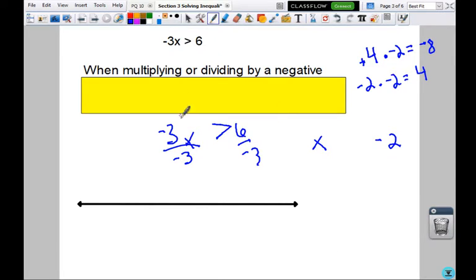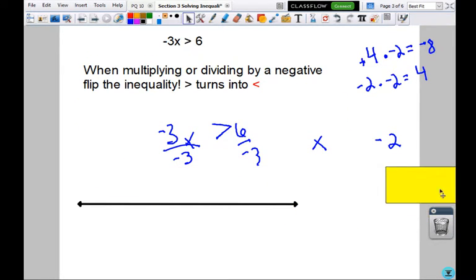So, when we have inequalities, that's this greater than right here, but whenever we multiply or divide by a negative, the sign flips. We have to flip our inequality sign, because whenever we multiply or divide by a negative, it says do the opposite.